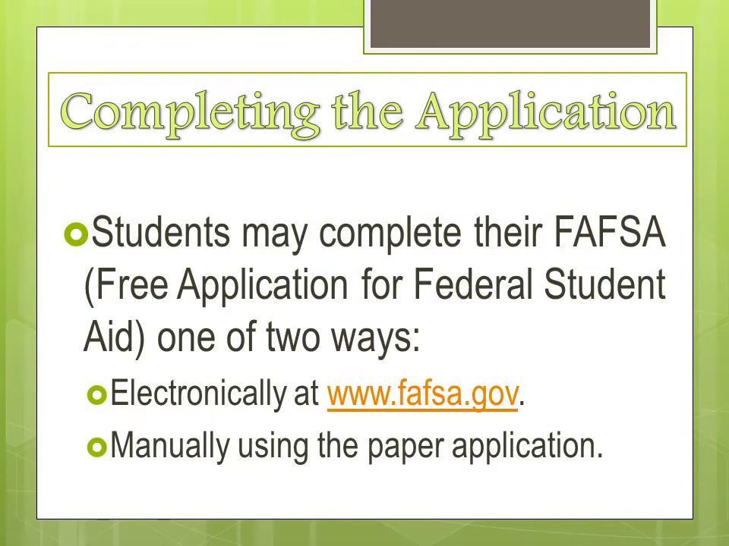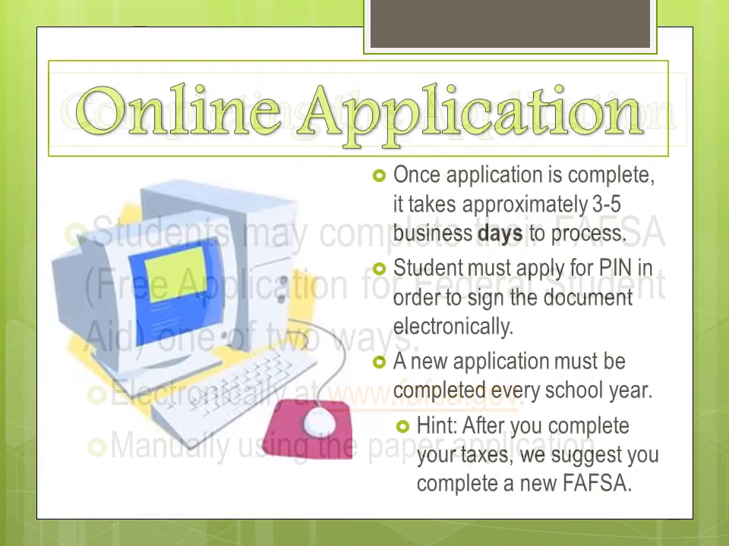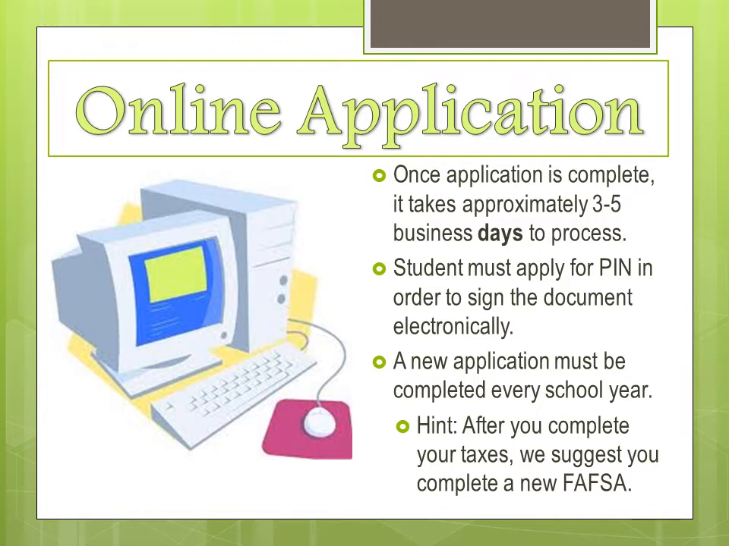Completing the application. Please note you can complete the application electronically at www.fafsa.gov, or you can complete a paper application, which is available in the financial aid office. If you complete your application online, it will generally take 3 to 5 business days to receive the results. Please note you will need to list Wilson Community College on your application for us to receive the results.